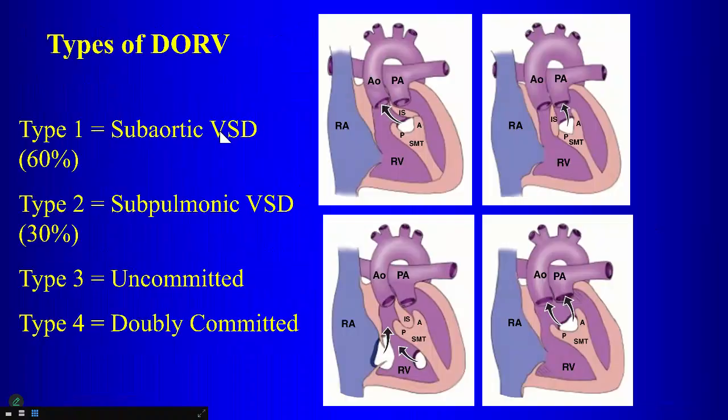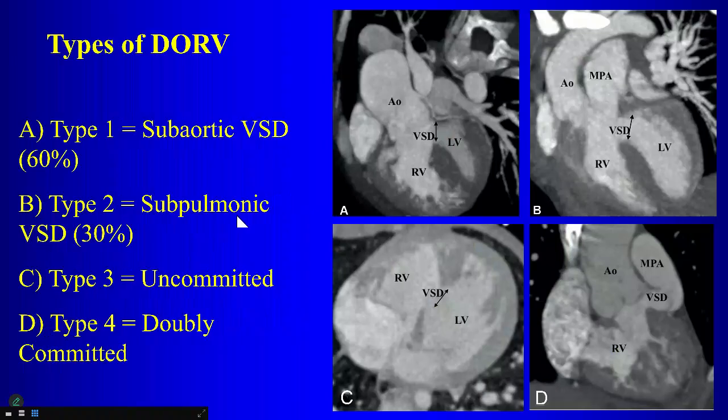So the types of double outlet right ventricle are determined by where the VSD is located. The most common are these two, so these two are the ones to know. Type 1, subaortic VSD, so cyanosis will be milder. Type 2, subpulmonic VSD, they will have worse cyanosis, and this will resemble more transposition, okay? Then there's an uncommitted and doubly committed form, but these two are the most common forms of double outlet right ventricle.